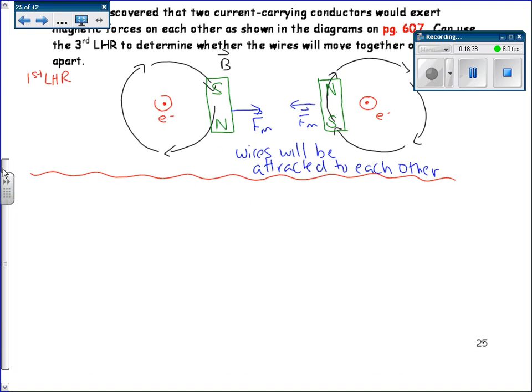We can look at a slightly different example. Let's keep the first charge the same. The first charge is still coming out of the page, the electron, so we have a magnetic field going clockwise around that charge. But I'm going to make this other charge going into the page. So the electrons are going into the page. Now my thumb points into the page, which means my magnetic field is counterclockwise.